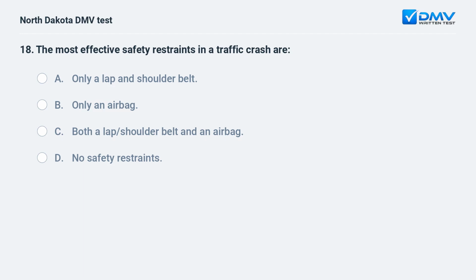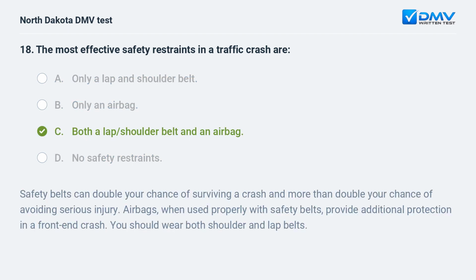The most effective safety restraints in a traffic crash are: A. Only a lap and shoulder belt. B. Only an airbag. C. Both a lap, shoulder belt and an airbag. D. No safety restraints. C. Both a lap, shoulder belt and an airbag. Safety belts can double your chance of surviving a crash and more than double your chance of avoiding serious injury. Airbags, when used properly with safety belts, provide additional protection in a front-end crash. You should wear both shoulder and lap belts.